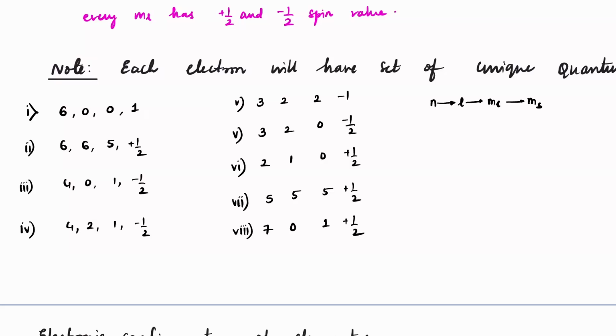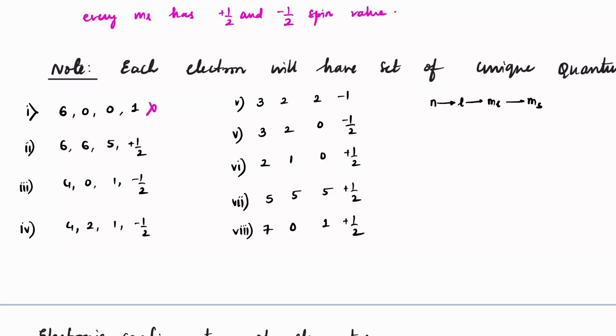See, first one. When n is equal to 6, L values could be 0, 1, 2, 3, 4, 5, because L value will be from 0 to n minus 1. Hence, this one and this one is correct so far. And when L is equal to 0, M value will be 0. That is also correct. But spin value does not have anything other than plus half and minus half, which means this quantum set is wrong.